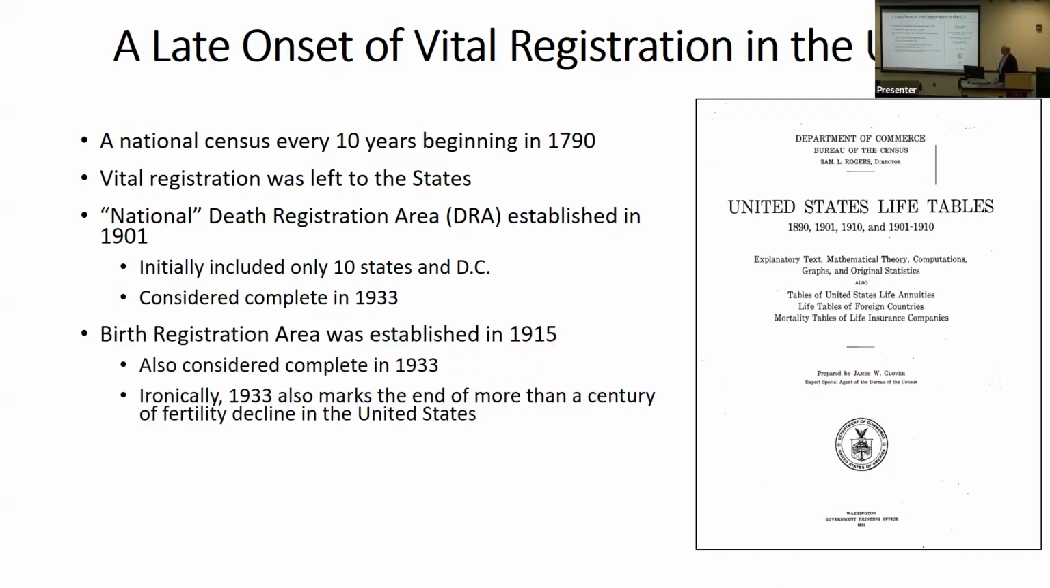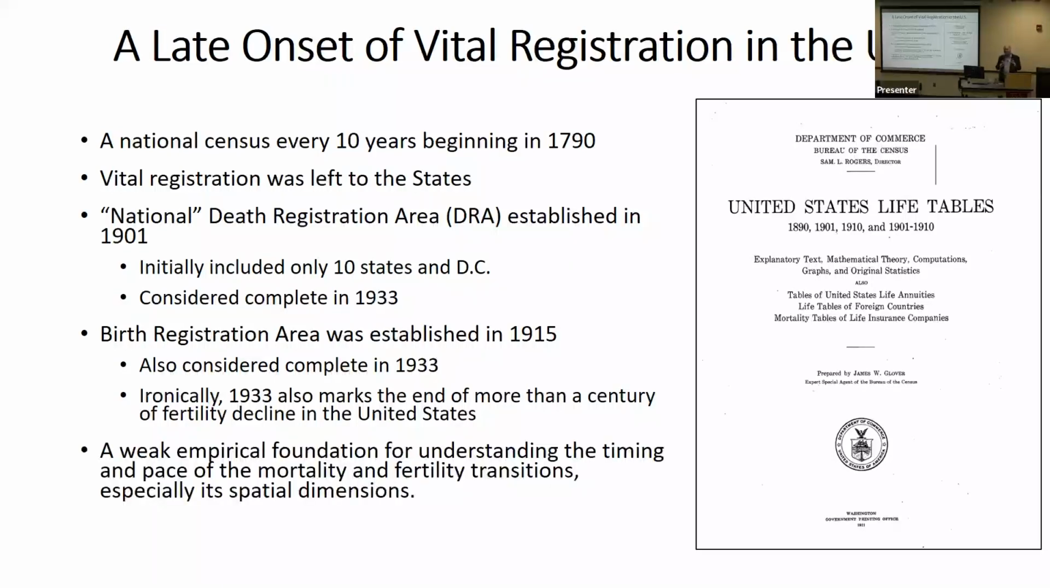So it's considered complete in 1933. Birth registration areas came even later, also considered complete in 1933. And I find this ironic from a historical demography standpoint, because this is about the end of 150 years of the fertility transition, which begins in the early 19th century, maybe the late 18th century. So we have about a century and a half of dramatic social change, demographic change, and then we get good data, right?